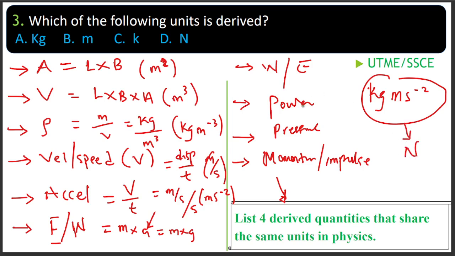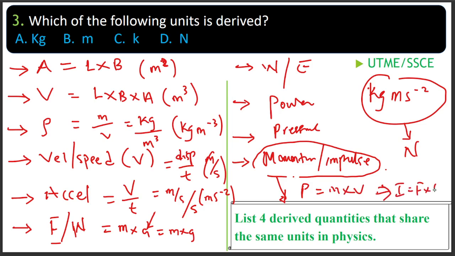Is that okay? And the rest of them, I'd like you to look at the write-up, okay, and figure them out yourself. Also, you should be able to prove that momentum and impulse share the same SI unit. So if momentum is mass times velocity and impulse is force times time, prove that these two share the same SI unit. Is that okay? All right, so back to the question.